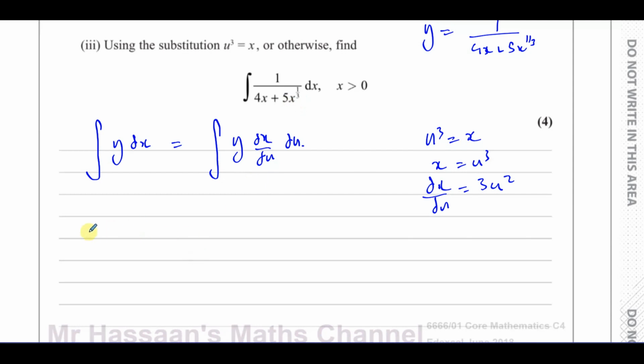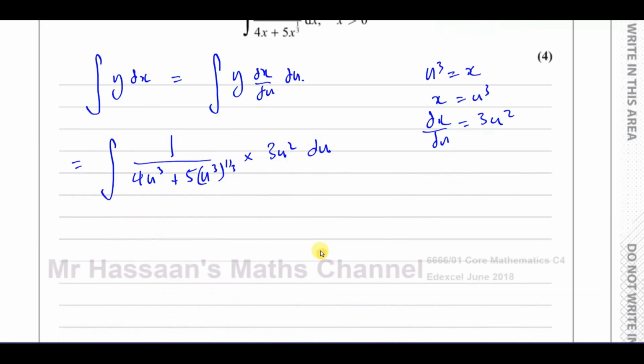Simple as that. So this is going to be 1 over, instead of x, I'm going to put u cubed. And instead of plus 5 times, now this will be u cubed to the power of a third, which is going to basically be u, right? And times dx du, which is 3u squared du. There's no limits here, so I don't have to worry about that.